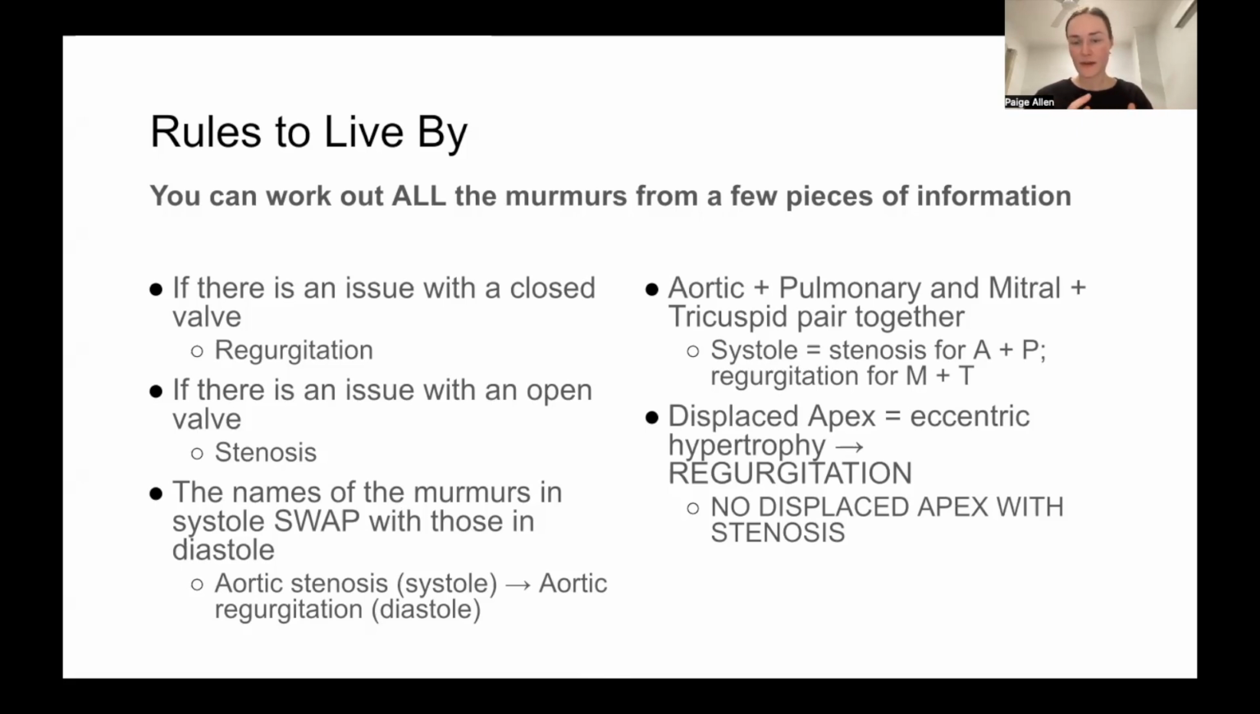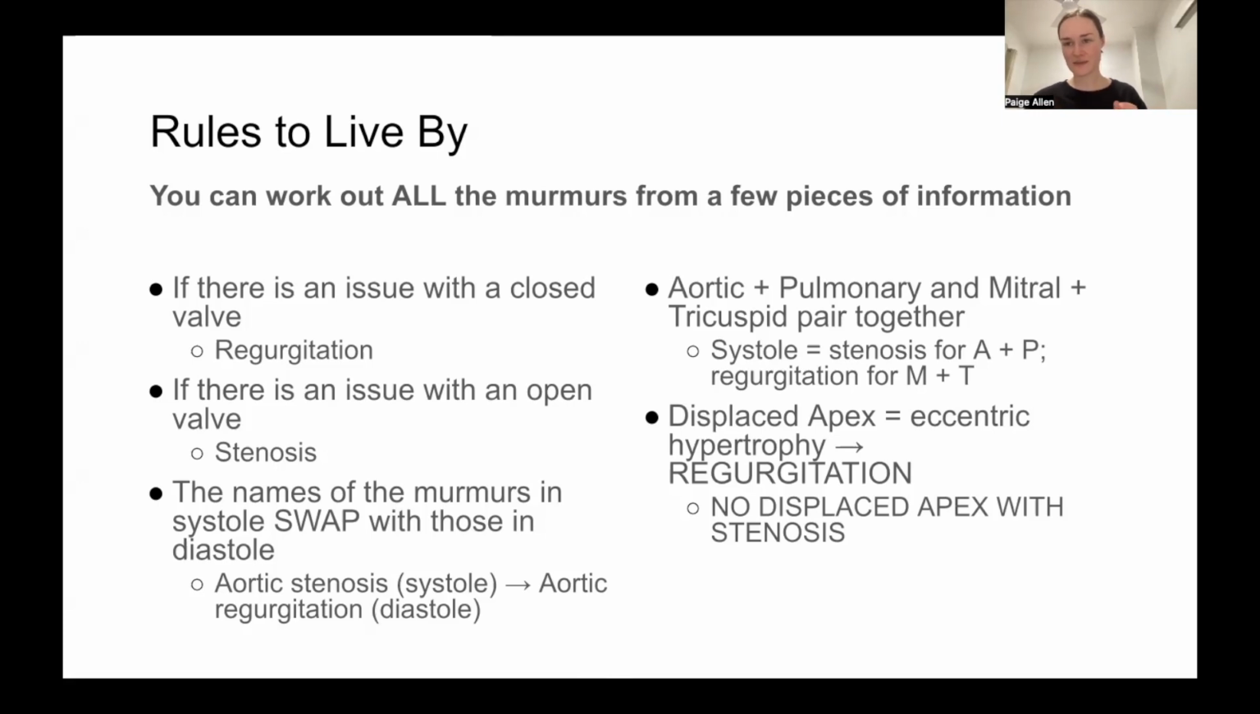The next bit is to remember which pairs of valves go together. So if you can remember, the AV valves will always be together. So that's your mitral and tricuspid, and the aortic and pulmonary will always be together. So those are your semilunars. So if there's stenosis in one of those in diastole, there'd be stenosis in the other one in diastole if it was a stenotic vessel problem. Hope that made sense.